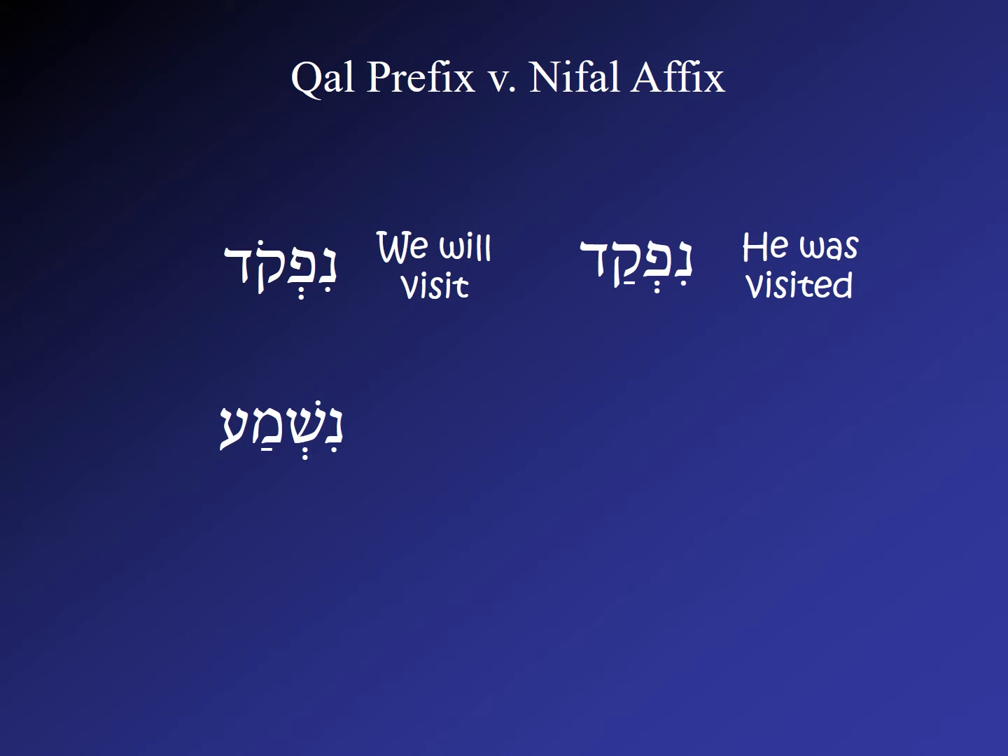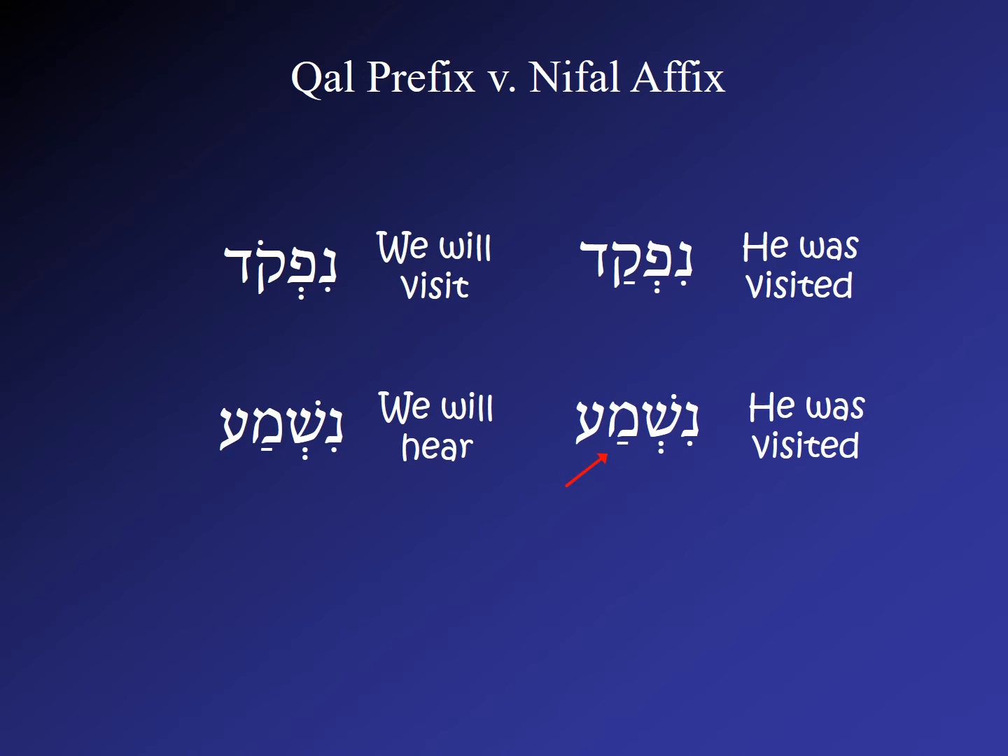However, if we look at a root like shma, now the kal prefix is nishma. Notice that this guttural at the end of the word has caused our o class vowel to become an a class vowel. So nishma. This means we will hear. The nifal affix simply follows the pattern of the strong root, but it also is nishma. So here again we have this a class vowel, this time because that is what the nifal does, nishma, he was heard. So in this case, both the kal prefix and the nifal affix are nishma, and as a result we can't tell the difference without context.